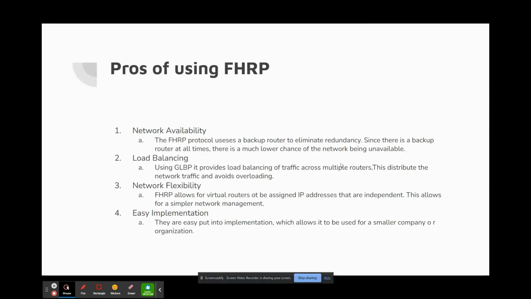Number 3, network flexibility. FHRP allows for virtual routers to be assigned IP addresses that are independent. This allows for simpler network management. Number 4, easy implementation. They are easy to put into implementation, which allows it to be used for smaller or medium-sized organizations.